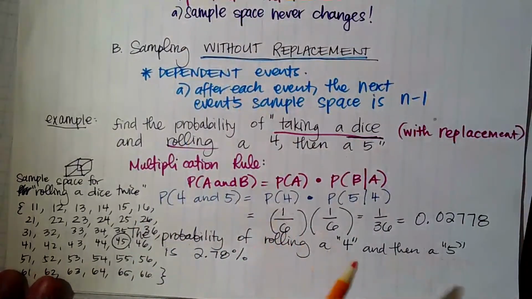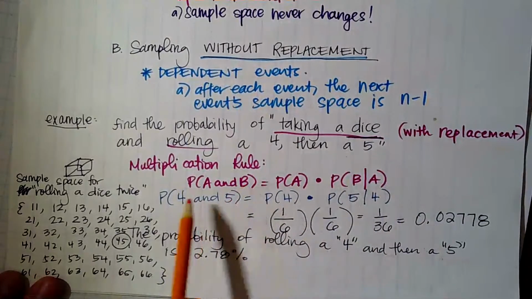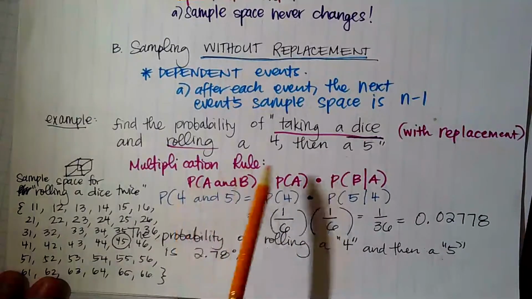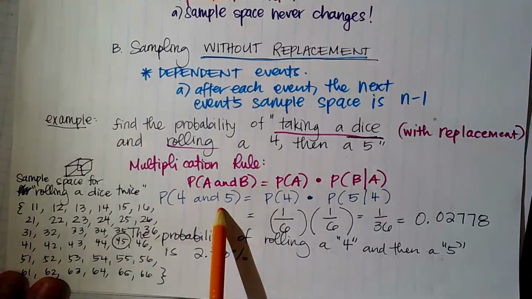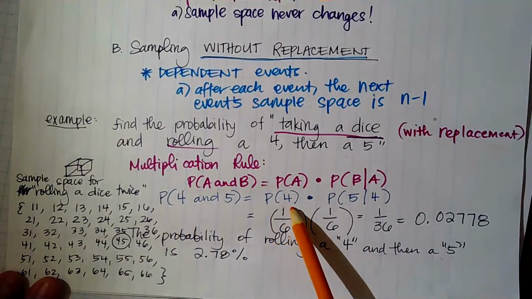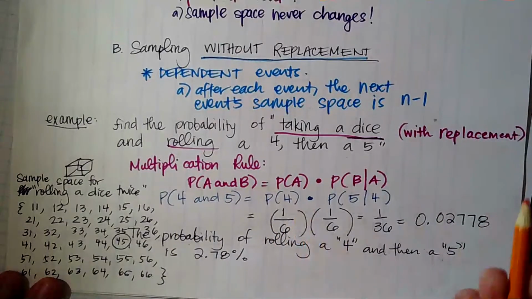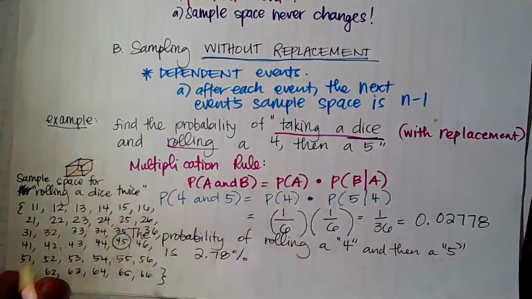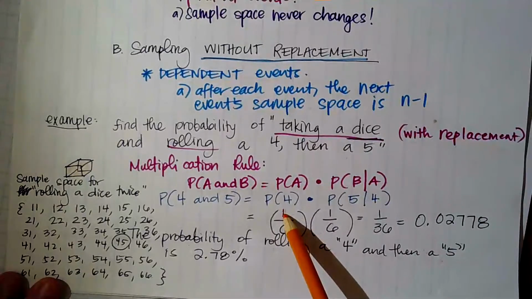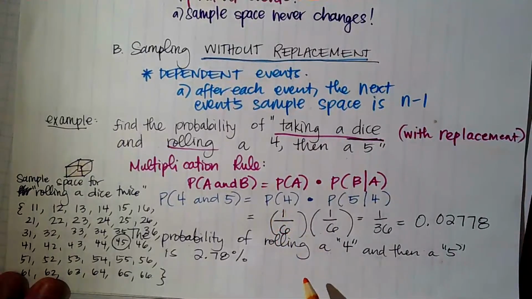So again, start with my multiplication rule. Plug it into the context of the problem presented. So my event A is rolling a 4. Event B is rolling a 5 after I rolled a 4. So the probability of A is the probability of rolling a 4. A dice has 6 faces, and only one of those faces has 4 dots on it. So that means there's only one face that has 4 dots out of the 6 faces that the dice has. So that's the probability of rolling a 4.